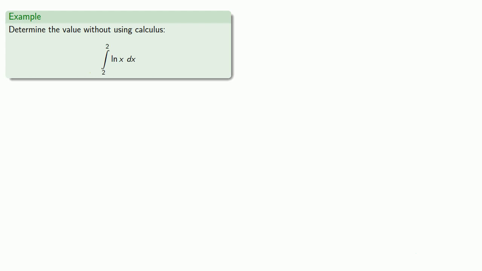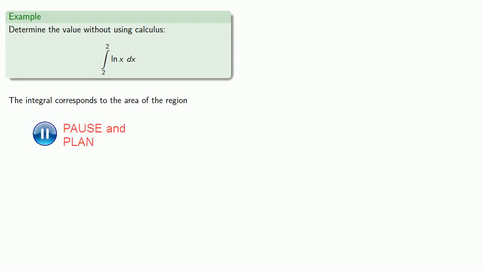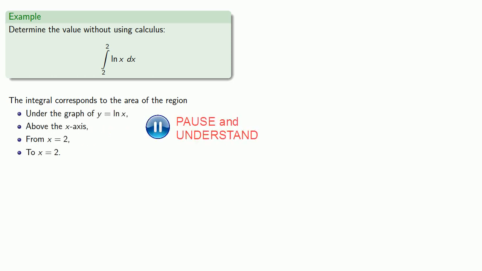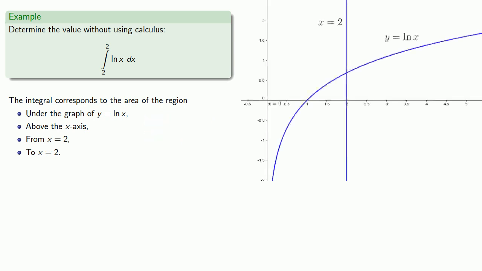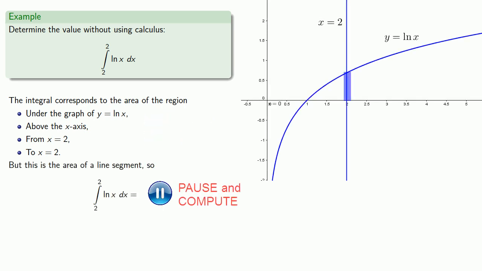Well, how about a different one? So this integral corresponds to the area of the region, but this region consists only of the line segment, so the area is going to be 0.